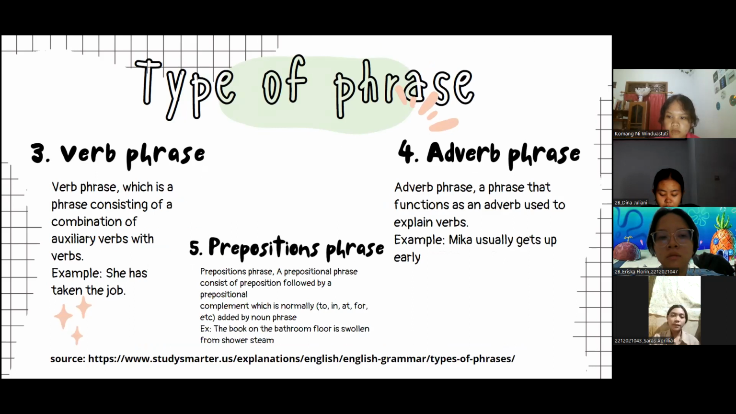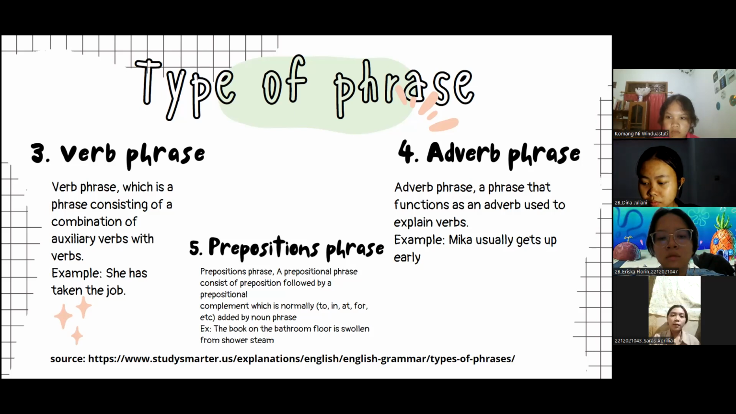So the third phrase is verb phrase, which is a phrase consisting of combinations of auxiliary verbs with verb. The example is she has taken the job. For adverb phrase, it functions as an adverb used to explain a verb. The example is Mika usually gets up early.